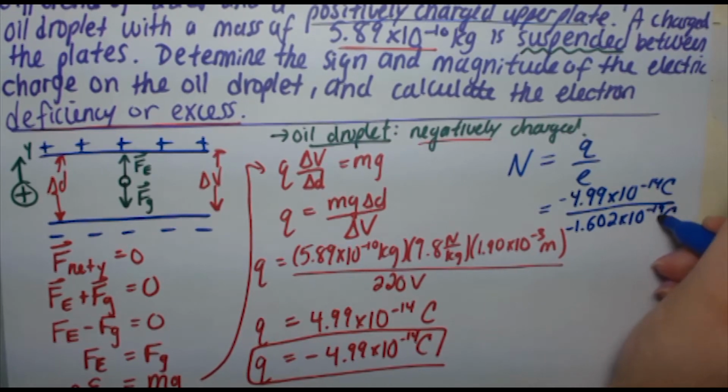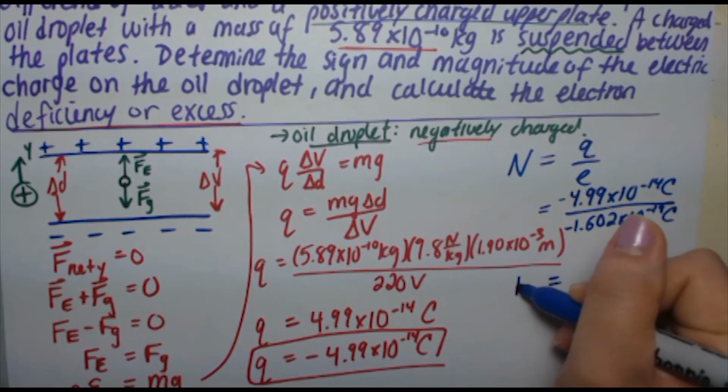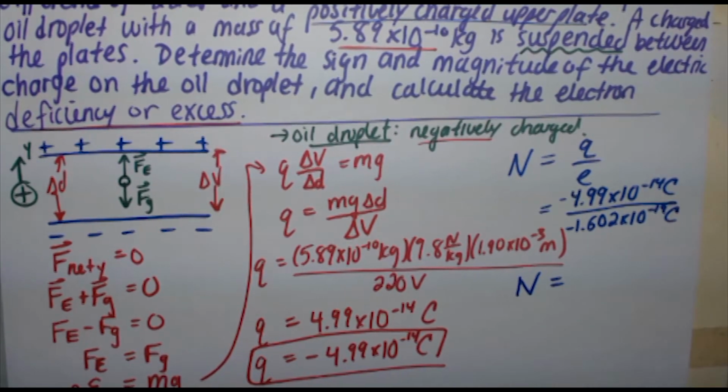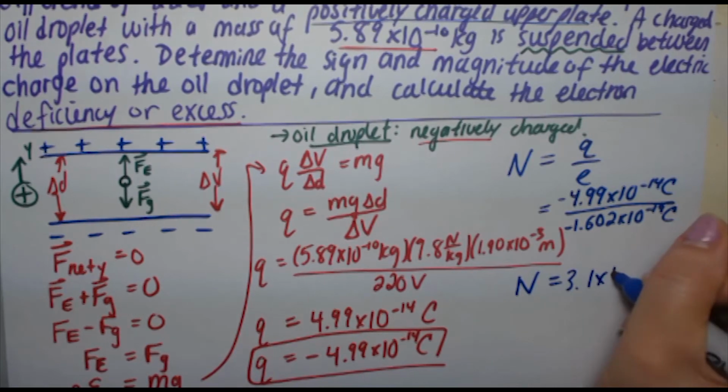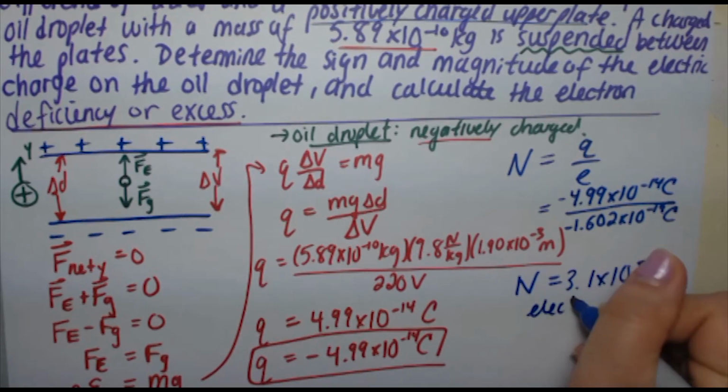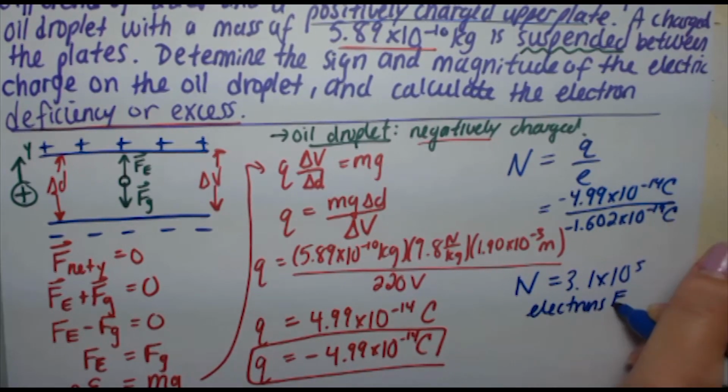Remember, when you have a negative exponent and the number gets bigger, that means the overall number is getting smaller. So when you calculate this out, you're going to end up with an n value of 3.1 times 10 to the 5 electrons. And that is excess.